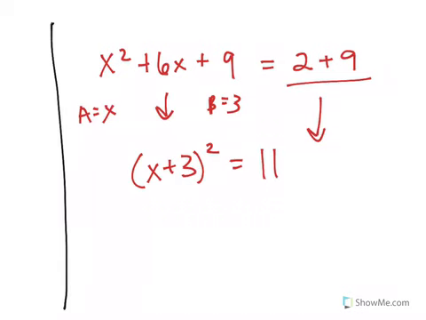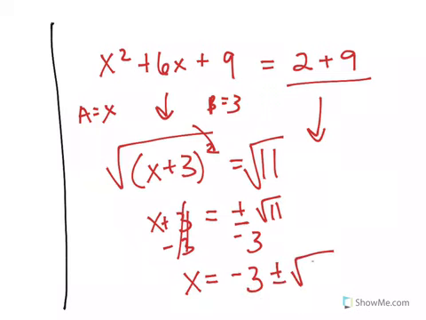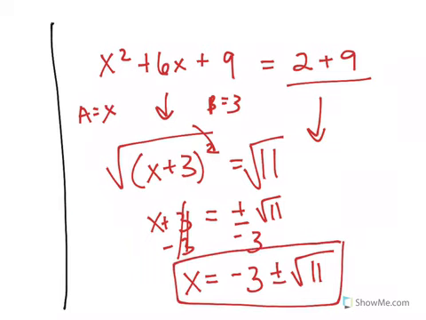Now this looks just like the problem we were solving previously when we were looking at the intersecting graphs. Take the square root of both sides. These cancel, so you get x plus 3 equals plus or minus radical 11. Get x alone by subtracting 3 from both sides. x equals negative 3 plus or minus radical 11. This is your final answer when asked to solve by completing the square.